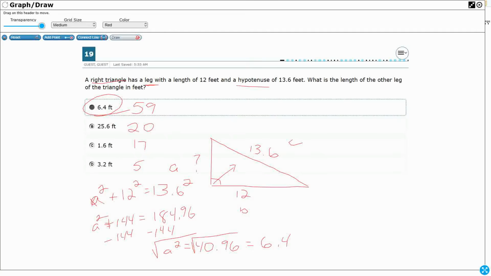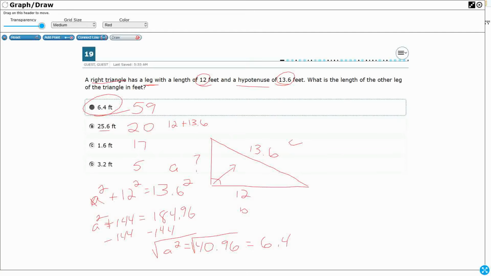So not much thinking went into B. Take a look at this. It is literally 12 plus 13.6. I mean, that lets us know that we've got students that still have no clue as to what to do with the Pythagorean theorem.